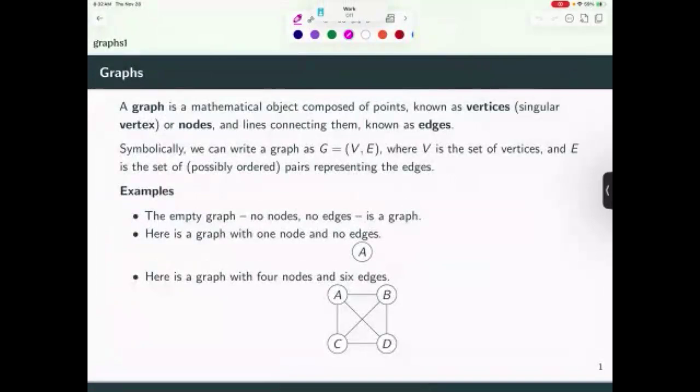We're just going to start with a little bit of an introduction to graphs, some of the definitions around graphs, and then in the next video, we'll talk about actual implementations and representations of graphs in code. So to start off, let's talk about a couple of different definitions, and let's start off with the definition of graph. Now, a graph is a mathematical object that's composed of points and lines that connect them.